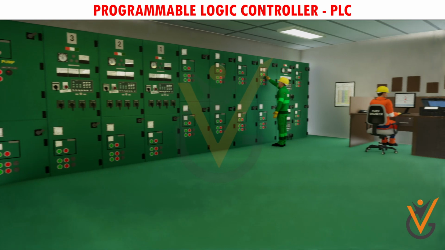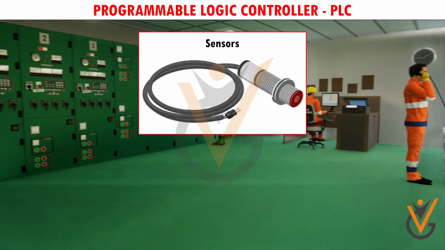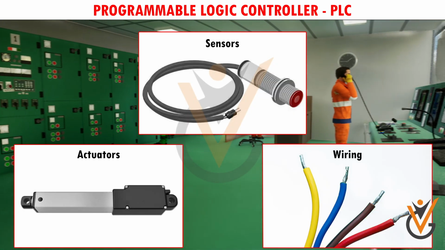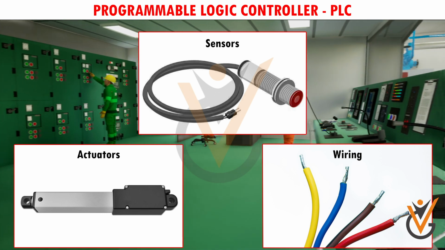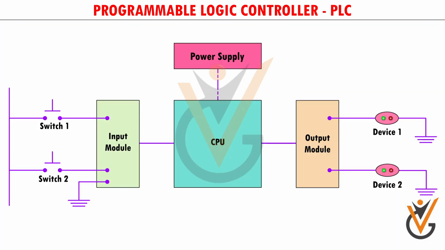The faults are likely to be more in the sensors, actuators, and wiring than in the PLC itself. Regarding the faults within the PLC, most of them are likely to be in the input or output channels or power supply rather than in the CPU.